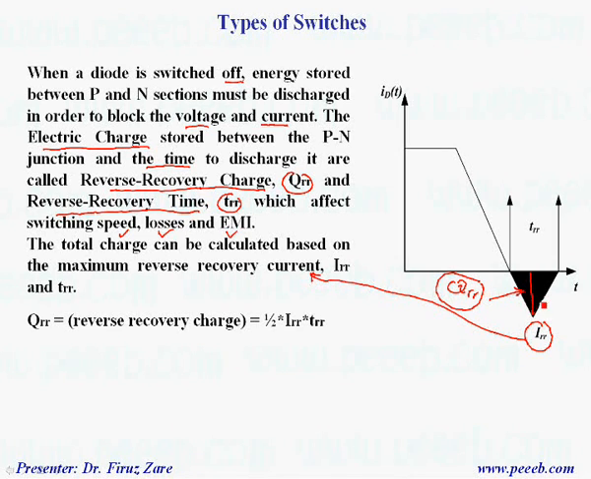So this area equals current times time, which is basically in this triangle this side, divided by 2. And in this case we can calculate the reverse recovery charge.